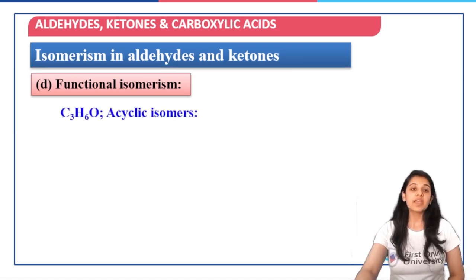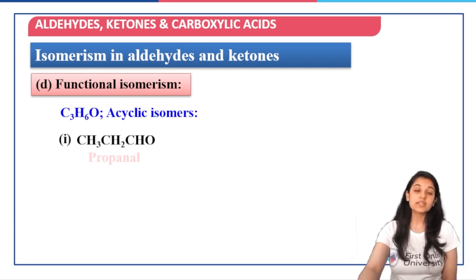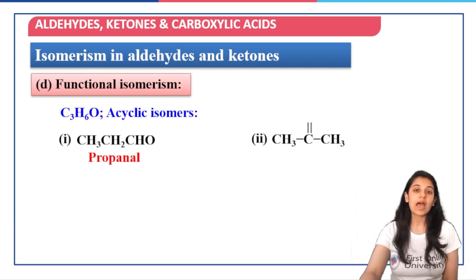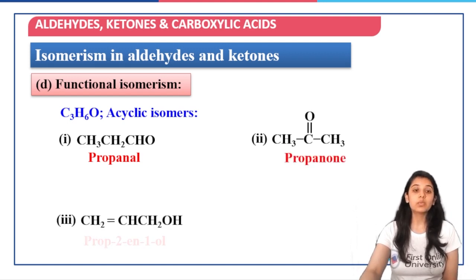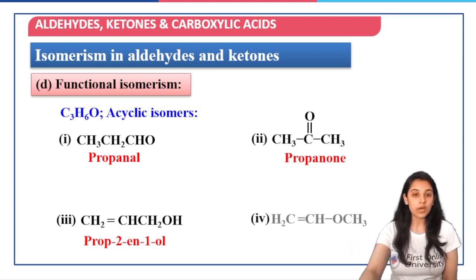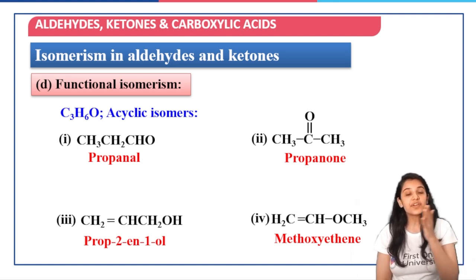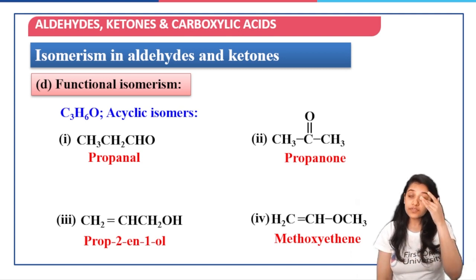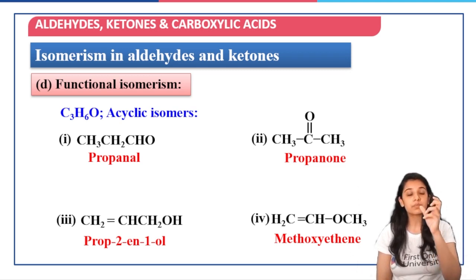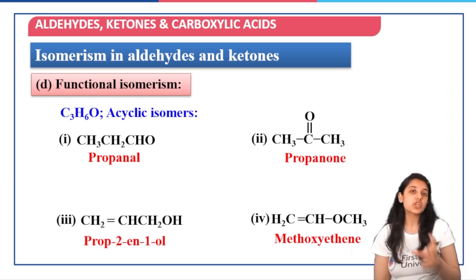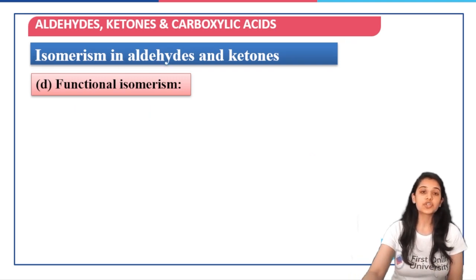For example, if we have C3H6O and we want to form the acyclic isomers, we can have propanal, we can have propanone, that is acetone. We can have prop-2-en-1-ol, or we can have methoxyethene. So if you see, there are 4 different functional groups that are present. The functional isomerism is going to be exhibited by those compounds which have the possibility of the presence of different functional groups in different isomers. So I hope the functional isomerism is clear to you.